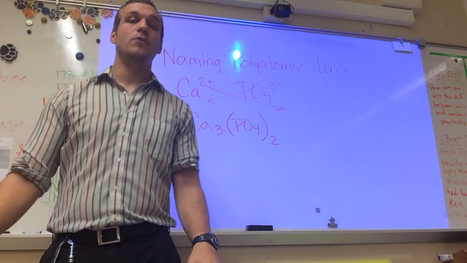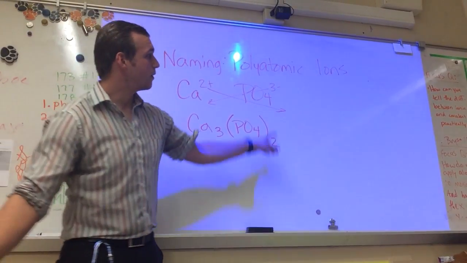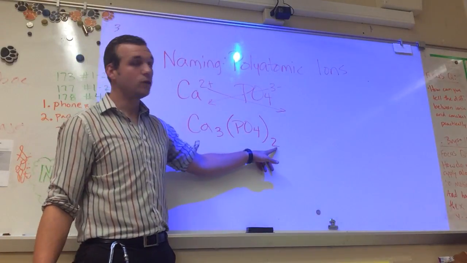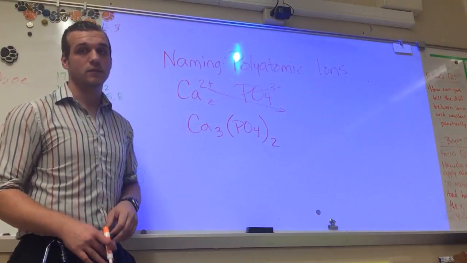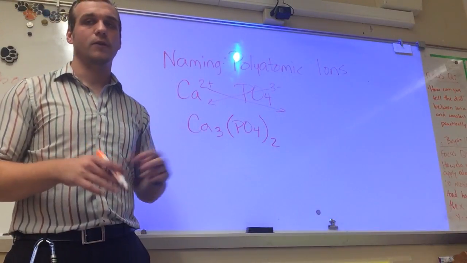You notice that I used parentheses. Okay? Here's why. When you crisscross, I'm saying I have 3 calciums and I have 2 phosphate ions. I have 3 calciums and 2 phosphate ions. Okay? So that's what you need to look at there.